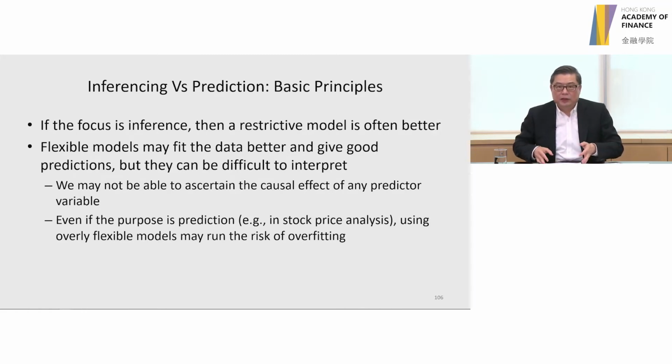So some takeaways in terms of the basic principles of inferencing versus prediction. If your focus is inferencing, if your objective is to understand the relationship between different factors, I would suggest that you use a more restrictive model. A restrictive model means a simpler model, for example, a linear regression. Don't go on to use a neural network because it won't give you much information. Now, a very complex model may fit the data better and may give you good prediction, but quite often it's very difficult to interpret.